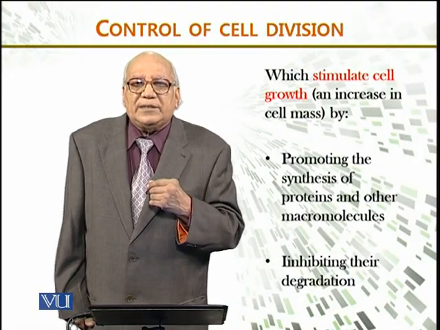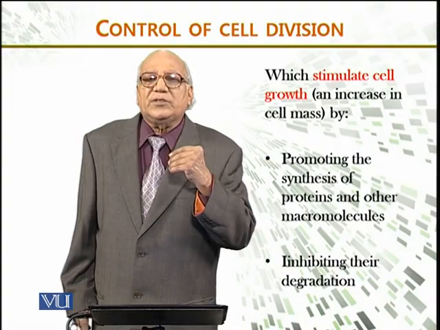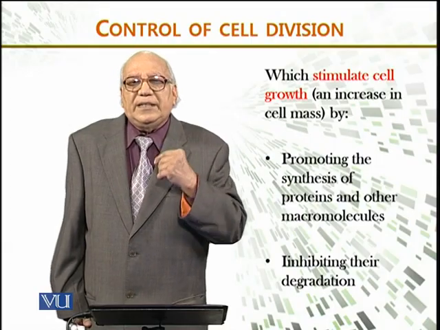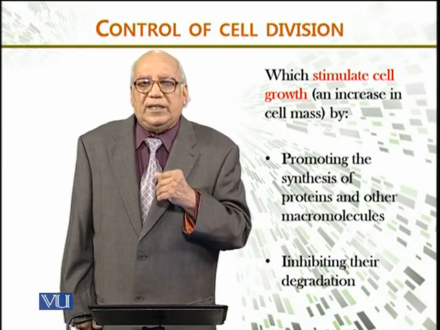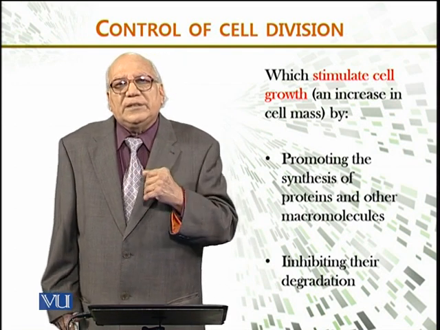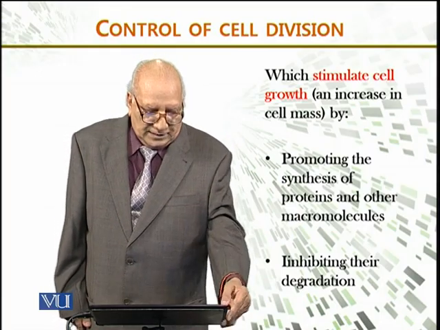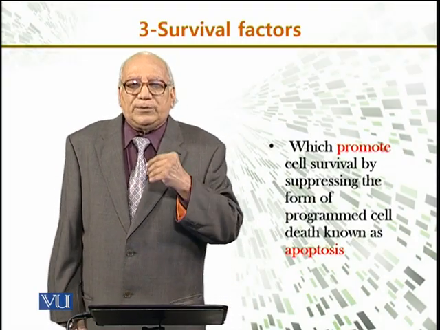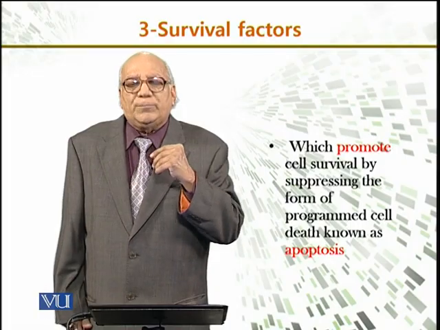Now, mitogens stimulate the cell growth, that is the increase in cell mass, by promoting the synthesis of proteins and other macromolecules. जाहिर है कि ये प्रमोट करेंगे सिंथेसिस ऑफ प्रोटीन्स, वो प्रोटीन जो कि रिस्पॉन्सिबल है फॉर द सेल ग्रोथ, एंड देन दे इनहिबिटिंग देयर डिग्रेडेशन। एट द सेम टाइम दे विल इनहिबिट, वो उसको रोकेंगे कि उनकी डिग्रेडेशन ना हो, वो डिग्रेड ना हो। And this process, it promotes the cell survival by suppressing the form of programmed cell death, which is known as apoptosis.